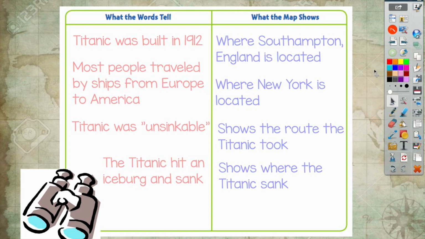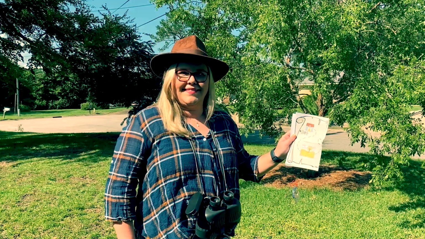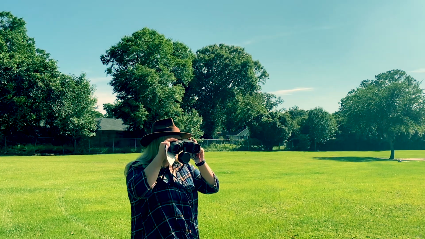Great work, guys. Let's see where the next place we have to go to is on our map, and then we can begin our next passage. Wow, y'all did it. The second part of the map is here. Now I need to head to the park. Wow, great job, guys. Now I know that I have to go to the park. Let's go to the park and see if we can find the next clue.